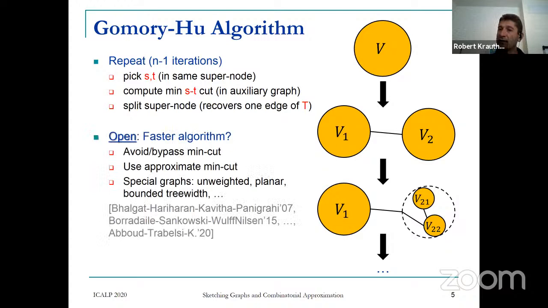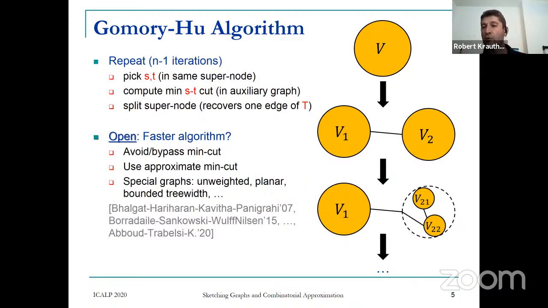Now, let's think about what's the running time of this algorithm. This has n minus one iterations, but in every iteration you need to compute a minimum ST cut in a graph, either G or a variant of G. So this is definitely not linear time. Even if minimum cut took us linear time, which at the moment is open, we don't know how to do that. Linear time in graphs would mean order M, right? Like the number of edges.